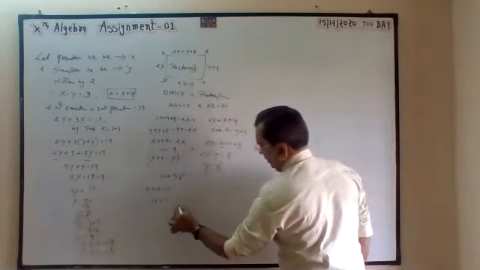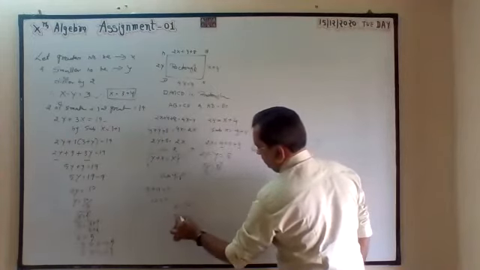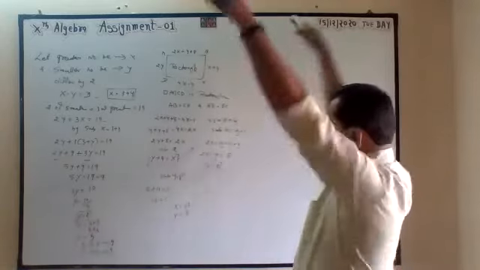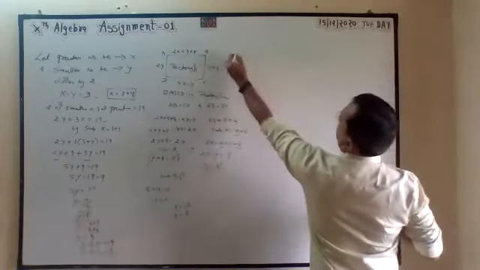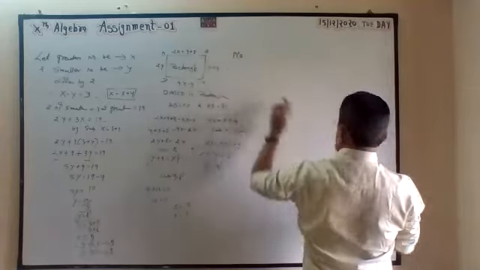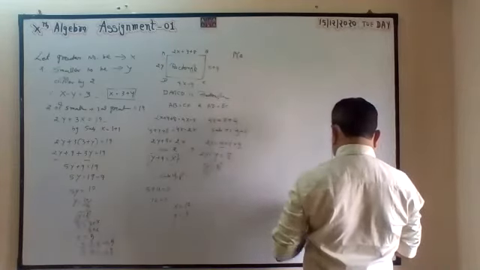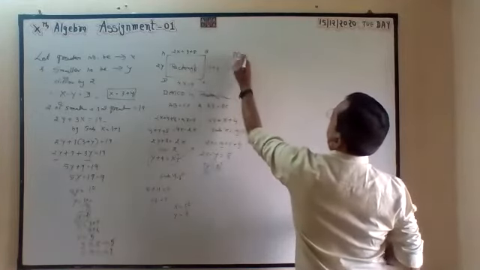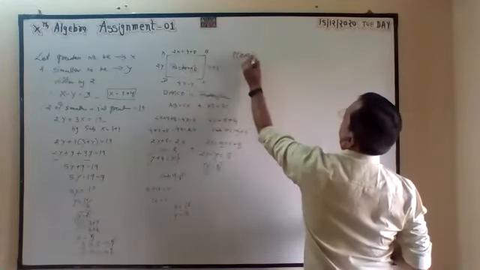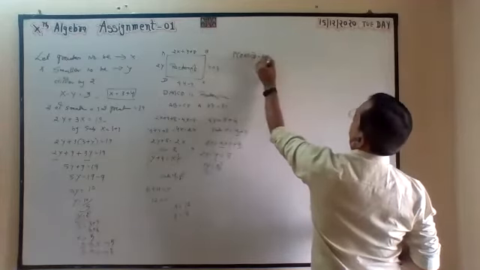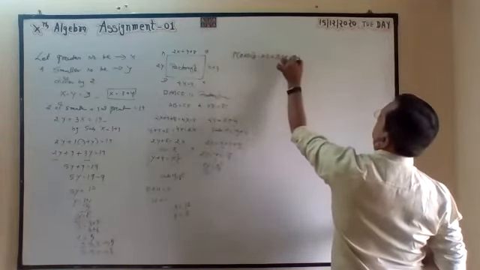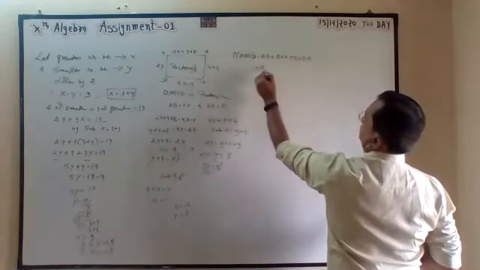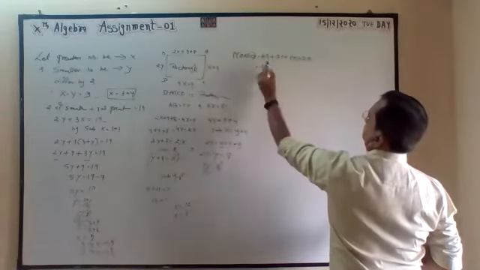So x is equal to 12, y is equal to 8. Now we have to find out the perimeter of rectangle ABCD. Perimeter of rectangle ABCD is equal to AB plus BC plus CD plus DA. Don't substitute directly, just put it as it is.